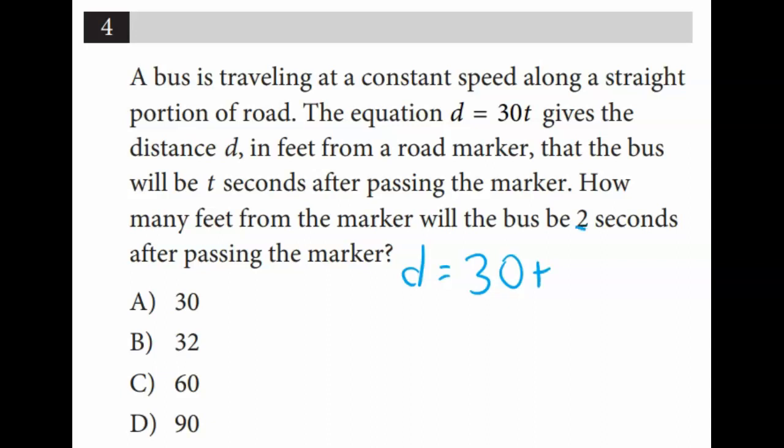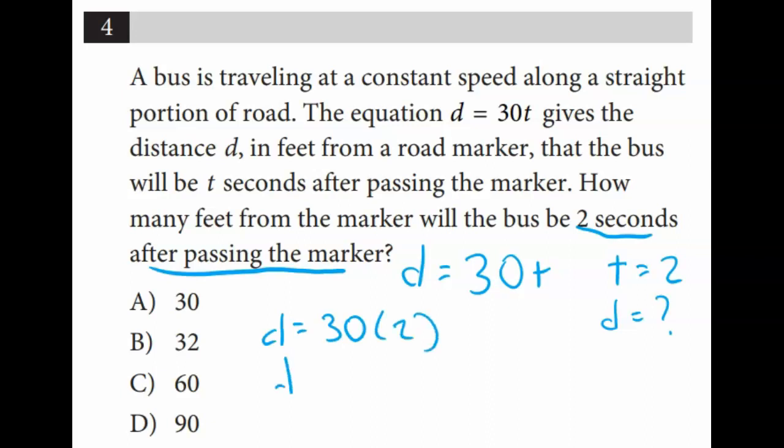And it's telling us 2 seconds after passing the marker. So that means that t in this equation will equal 2, and they're looking for d. So knowing that, we can set up the equation as d equals 30, and then we can plug in for t 2. So therefore d equals 60. And that's why we have answer choice C as the correct answer for number 4.